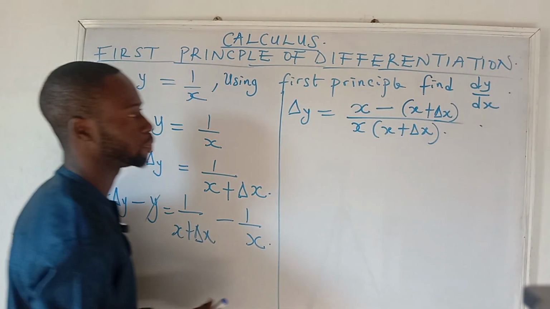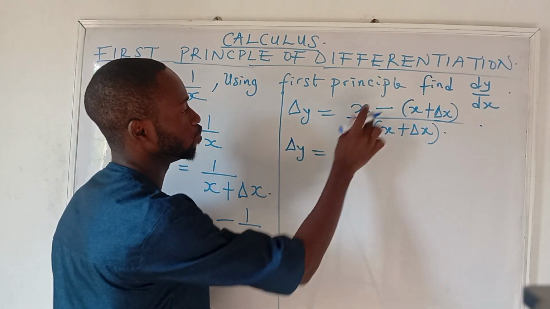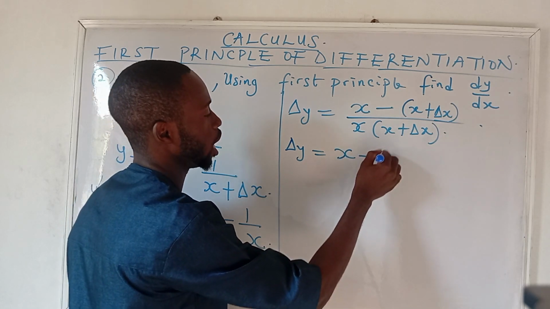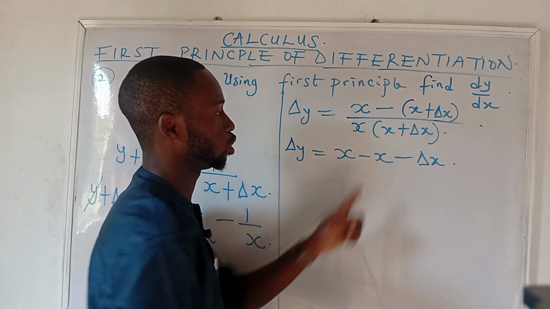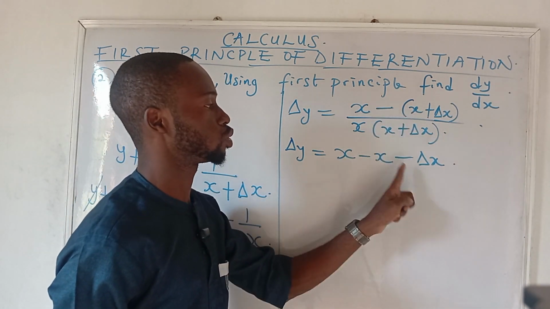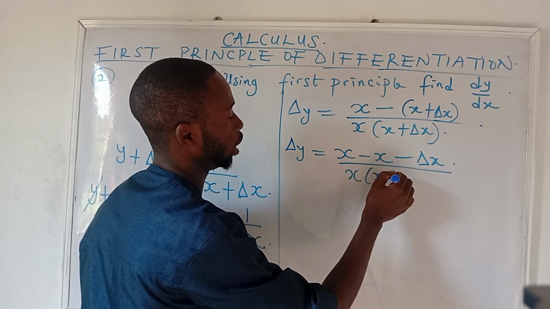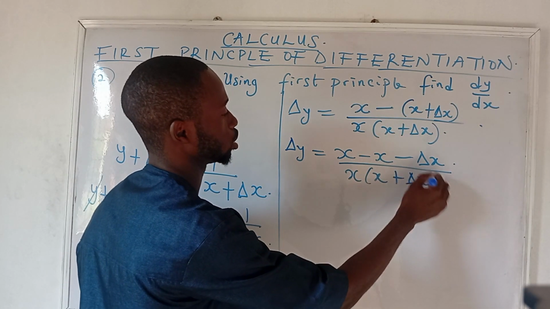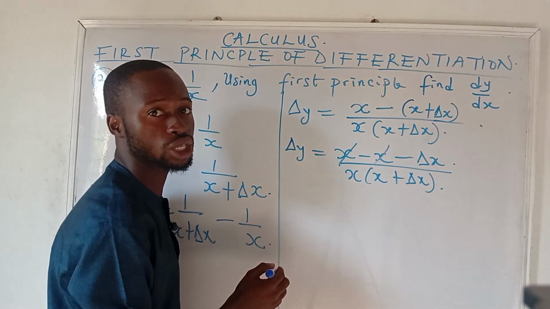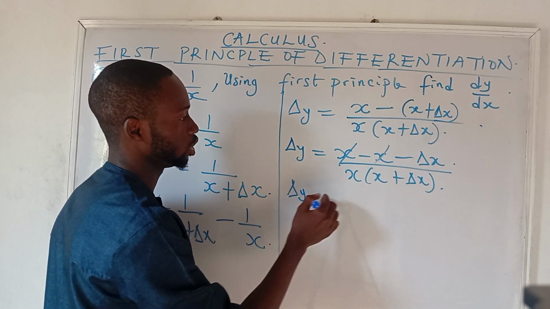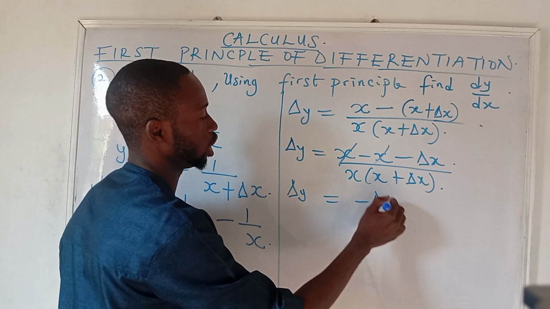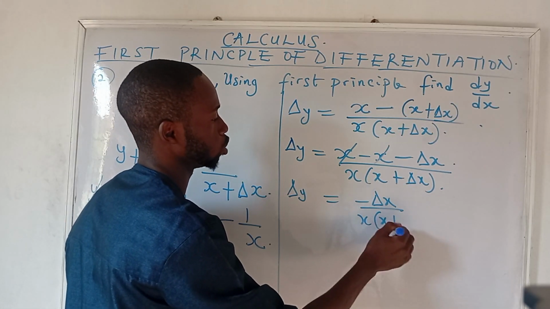So I introduced the bracket to demarcate that I will need to open the bracket with a minus sign. So we are done with this part. We have change in y will give us, if we open the bracket, we have x minus change in x, because minus times plus gives us minus, all over x into x plus change in x. So obviously x cancels x, we have change in y equals to minus change in x over x plus change in x.